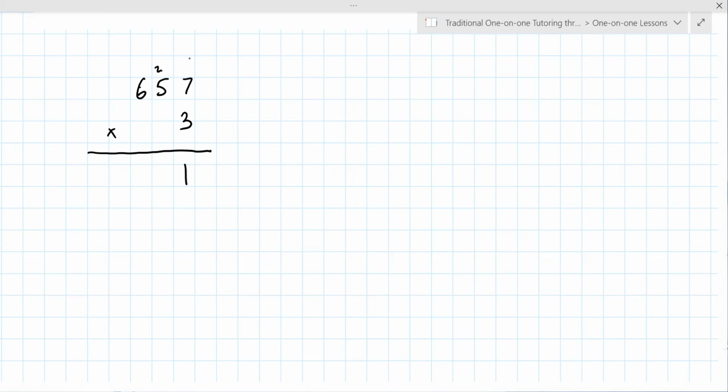Now, what are the next two numbers that you multiply? 3 times 5. Okay, that's 15. Plus the 2 is 17. 7 with a carry of 1. So now you multiply the 3 and the 6. 20. 3 times 6 is not 20. Try again.